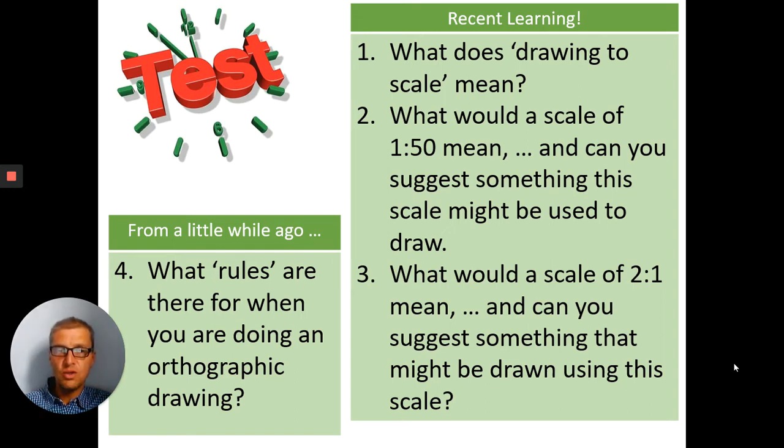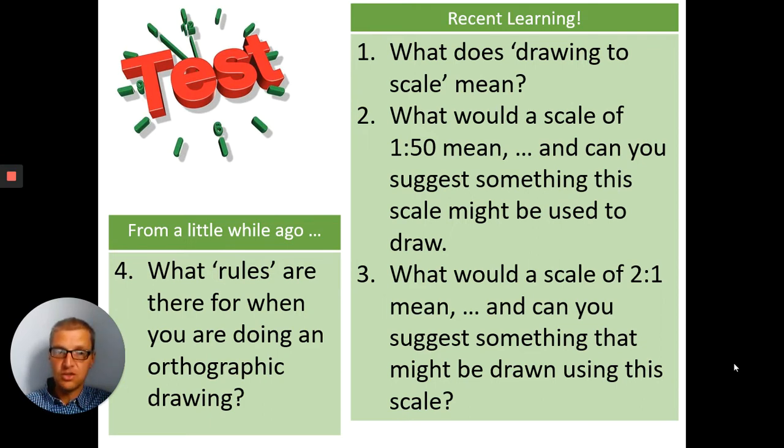Question number 2, what would a scale of 1 to 50 mean? Describe for me in words what 1 to 50 means. And then I want you to try and think, give me an object that might be drawn at scale 1 to 50. So see if you can come up with something that you think, yeah, when that was drawn, that would have had to be drawn at about 1 to 50.